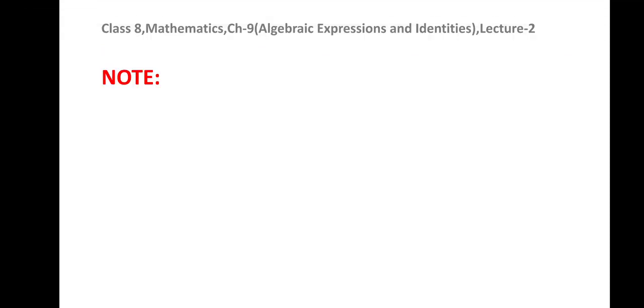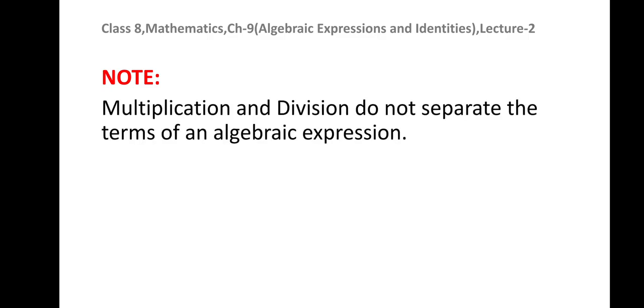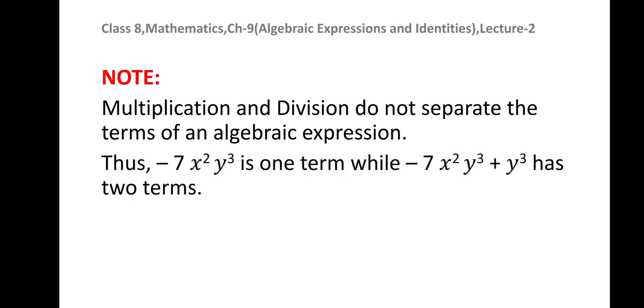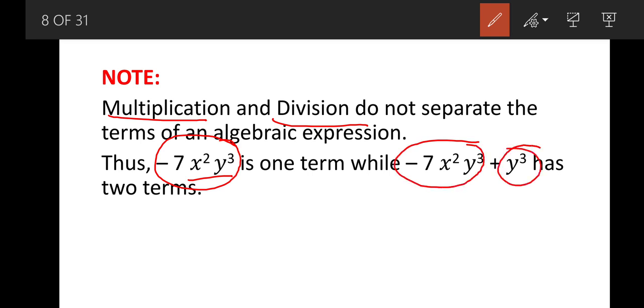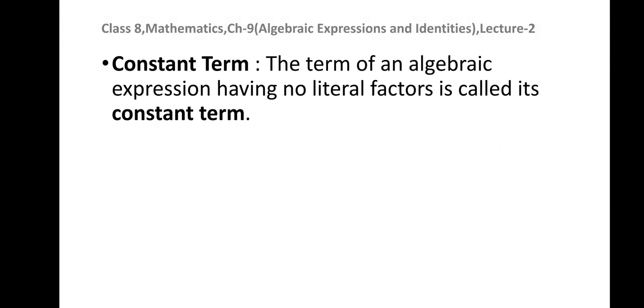Then a note regarding the algebraic expression. Multiplication and division do not separate the terms of an algebraic expression. Thus, minus 7x square y cube is one term. Obviously, as no sign is there in between, multiplication and division do not separate the terms. That is why it will be considered as a single term. Only plus and minus can separate the terms. So likewise, this is your one term, a plus sign is there, so this will be your second term. So it has two terms. Now constant term.